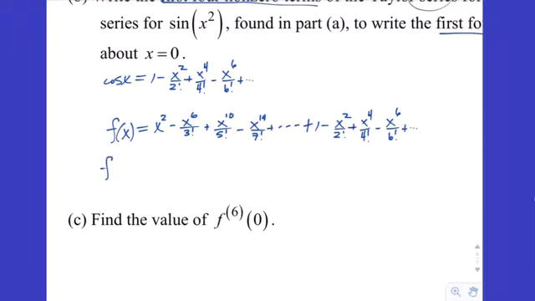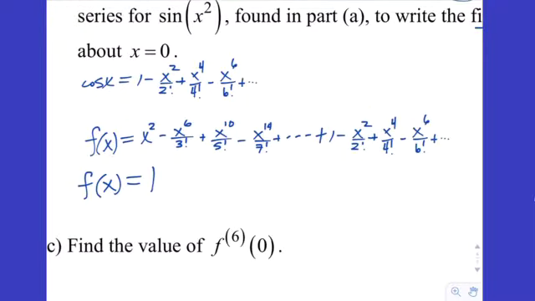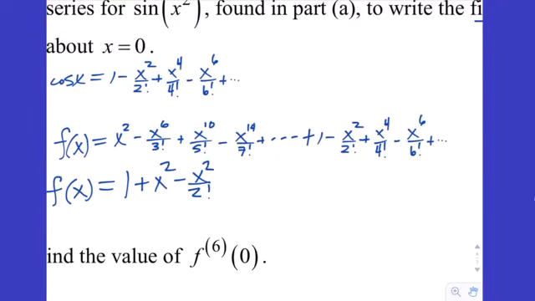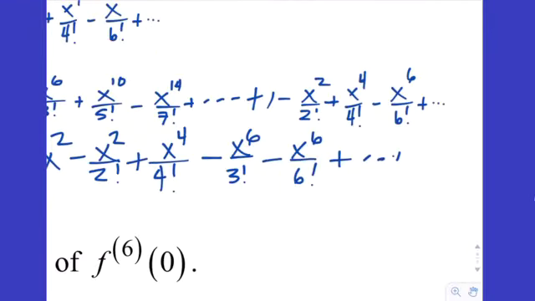Let's see if I can start writing them in order. All right, what would be the first term? 1. And then the next term, let's just write them side by side, plus x squared minus x squared over 2 factorial. That would technically be the second term. And then the third term, what would be the next power? x to the 4th, and there's only one of them, x to the 4th over 4 factorial. So that'd be 1, 2, that's 3 terms. And then the 4th term would be the x to the 6s, and they're both negative, right? So minus x to the 6 over 3 factorial minus x to the 6 over 6 factorial, and then plus dot, dot, dot.